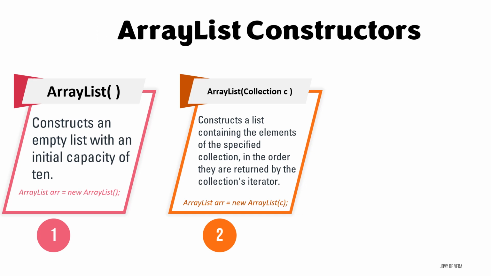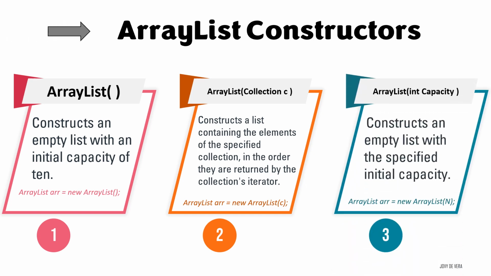The third one is a constructor with one parameter. This one accepts an integer data type. This constructor is used to build an array list with the initial capacity specified. So if we wish to create an array list with the initial size being n, then it can be created like this: ArrayList, and then the reference to the array list ARR is equal to new ArrayList n. So we are going to replace the number n depending on the user. It could be 5, 10, or whatever value that you wish to use depending on the program that you are creating.